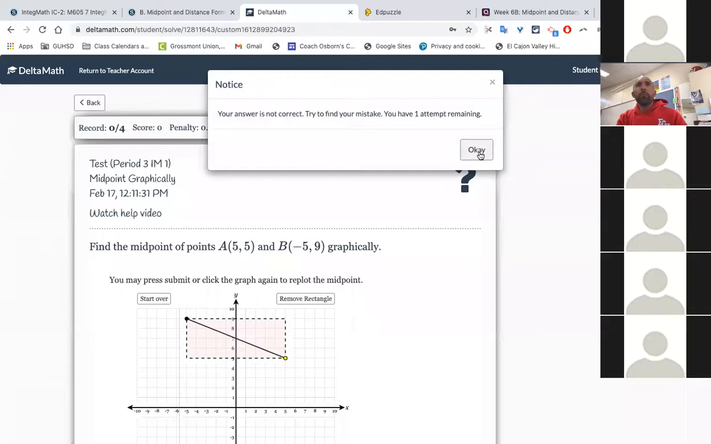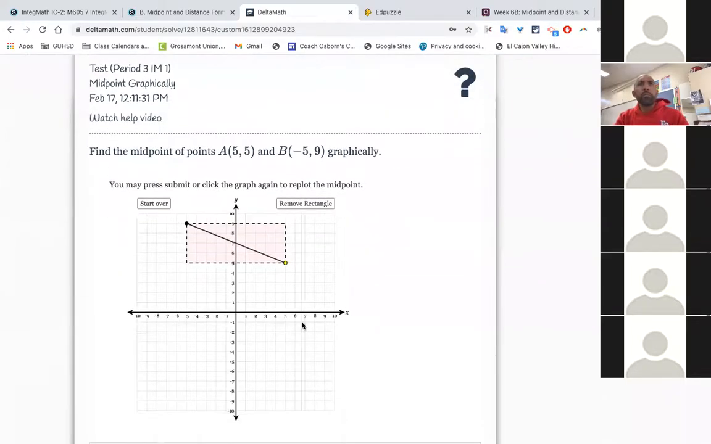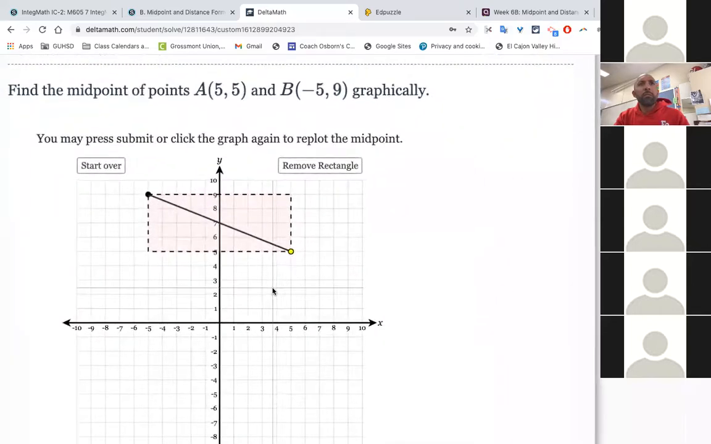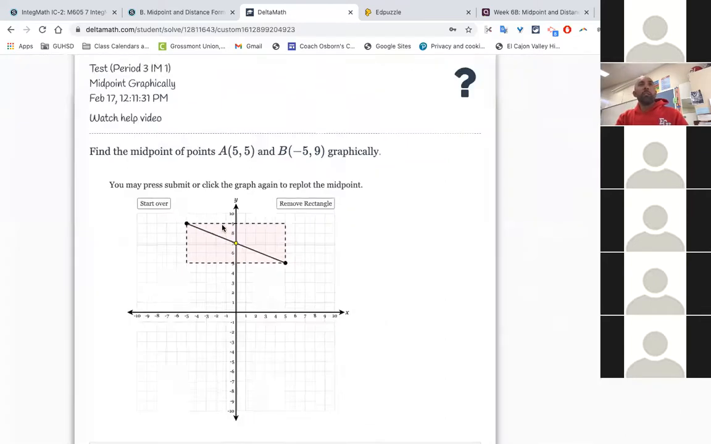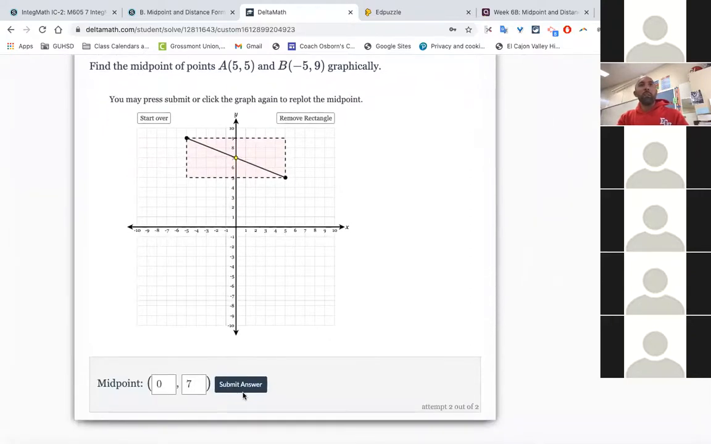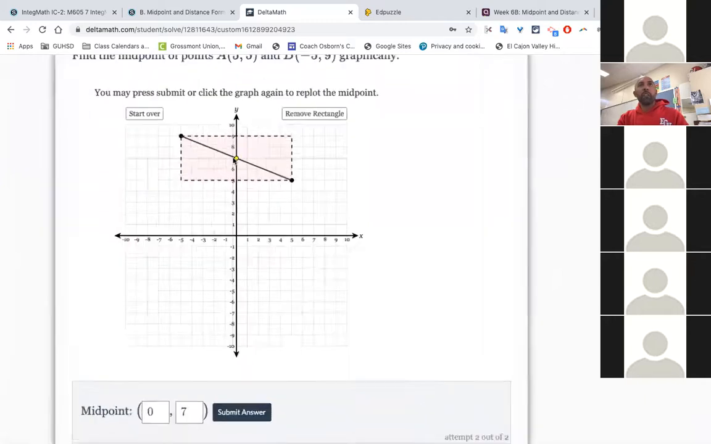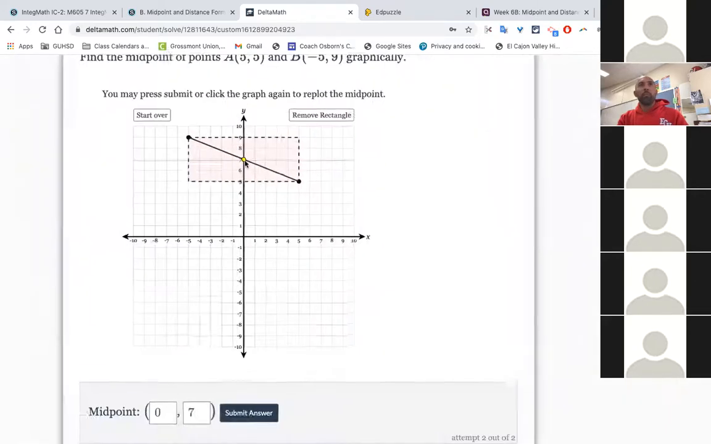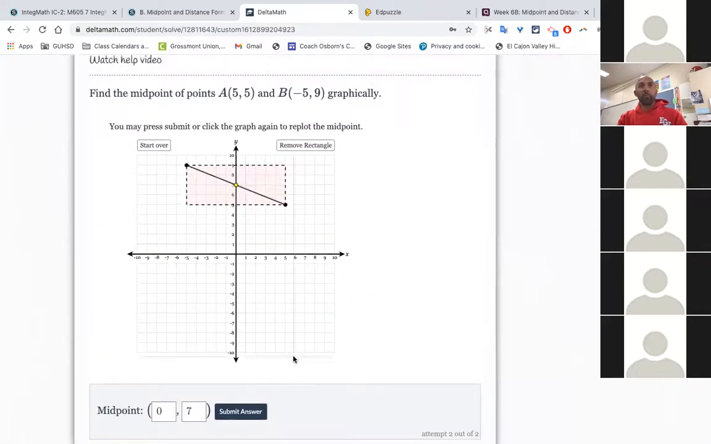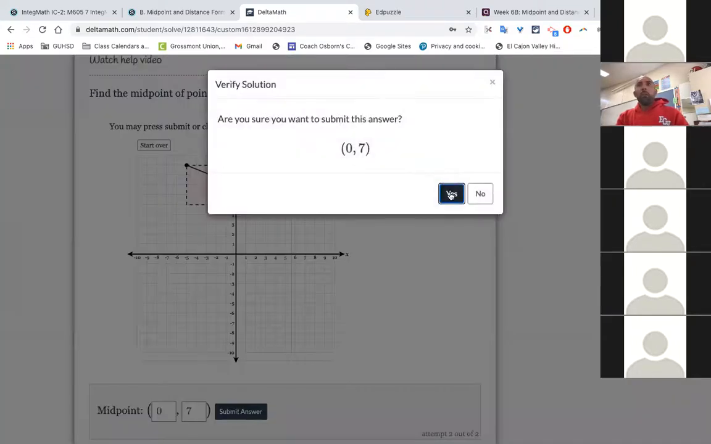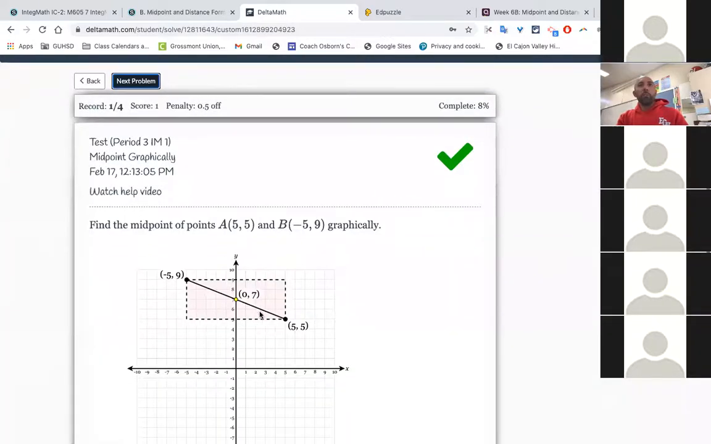I'm not correct. What did I do wrong? Anybody see my mistake? Yes, there's a yellow circle on 5, 5. It should be in the middle when I click it. I see. All right, so I have to actually click on the middle. I didn't realize that. So if you guys heard that, you need to click on your midpoint. I missed that part. I must have done it on the last one and didn't realize it. All right, so there we go.